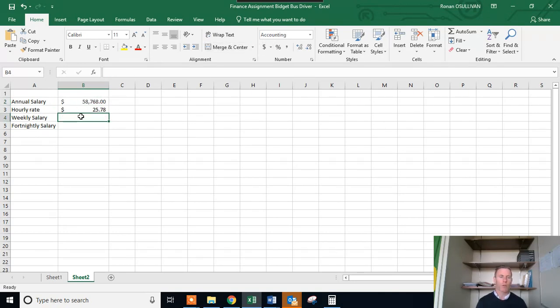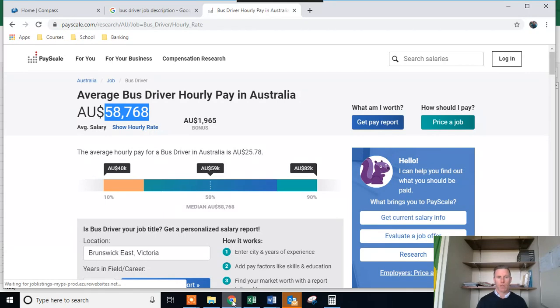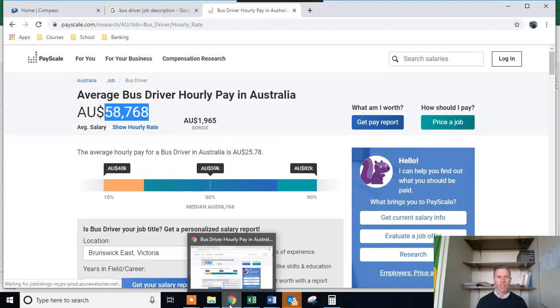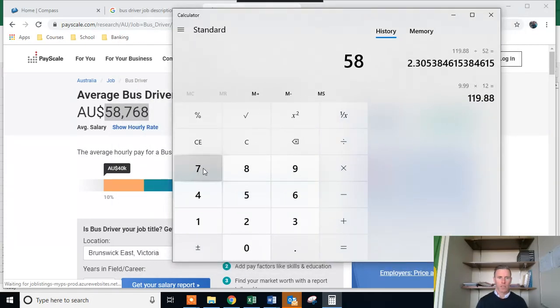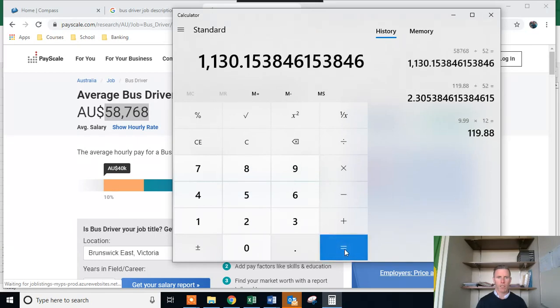Okay, so here we go, that's the annual salary. Now for the weekly salary: if I'm earning that much a year, how much would I earn a week? I presume these are before tax numbers, so we're going to take this as before tax. What I do is take this number, 58,768, and divide it by 52 because there are 52 weeks in the year, and that's my answer.